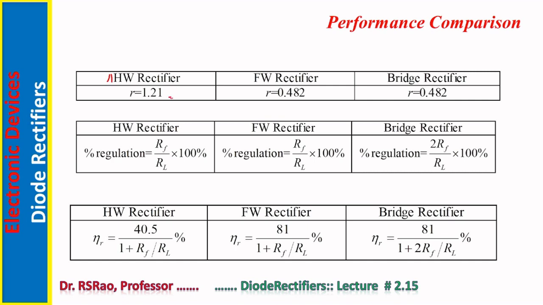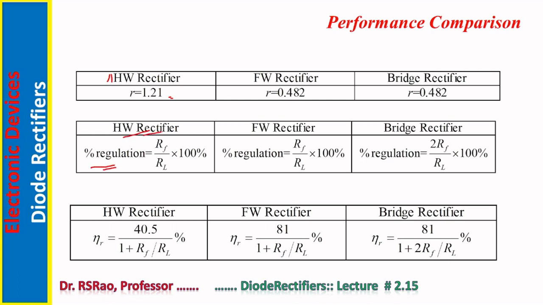It implies DC is more in full wave rectifier and bridge rectifier when compared to AC, and DC is less and AC is more in the output of the half wave rectifier when compared to full wave or bridge rectifier circuits. Another parameter, percentage regulation.